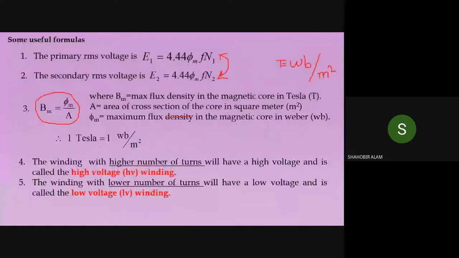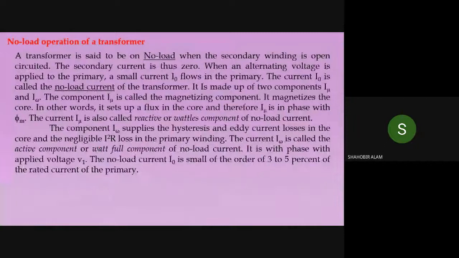How will you measure the no load current? Yes, we can measure the no load current. Last day we measured it using the open circuit test. In case of a transformer, we open circuit a particular winding, high voltage or low voltage winding, and then using the voltmeter and the ammeter placed in the other winding, we measure the no load current.